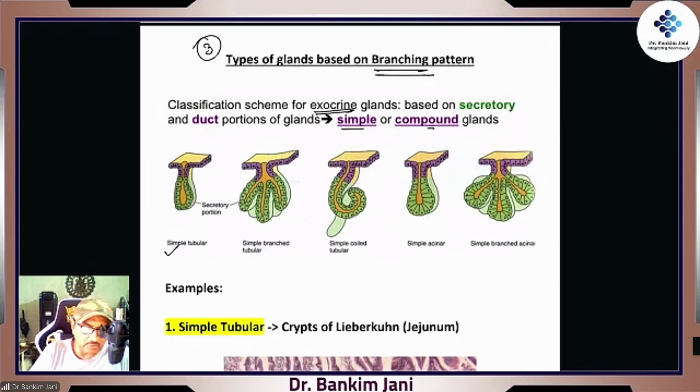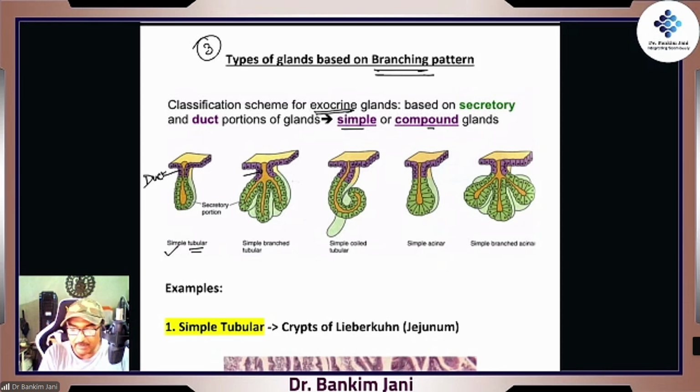Simple tubular, no rocket science. This is the duct, so one simple duct and one simple secretory portion. This is what is called simple, but we added one term, tubular. The second one is simple branched tubular. The duct is there, but now the secretory portion is branched. So this is one duct, and 1, 2, and 3. That's it. So this is a simple branched tubular.